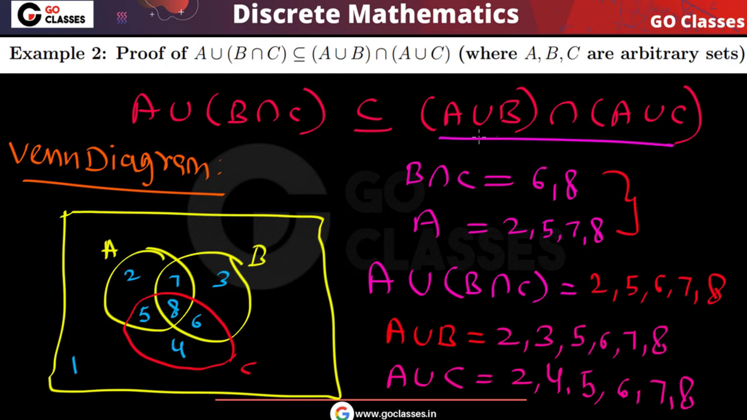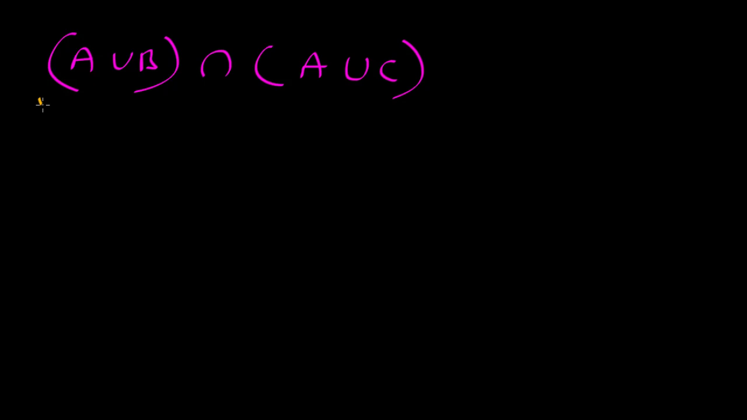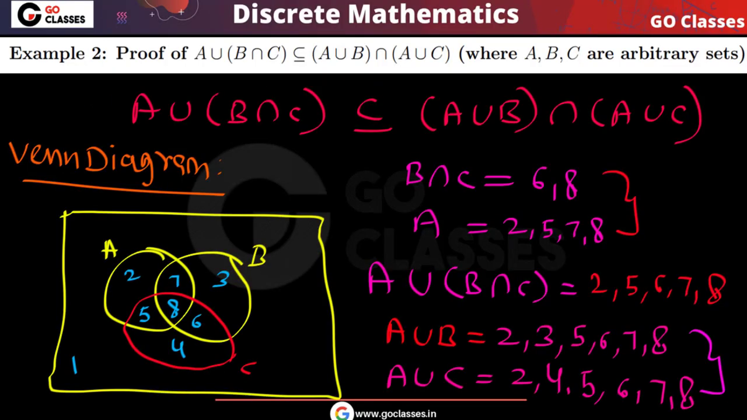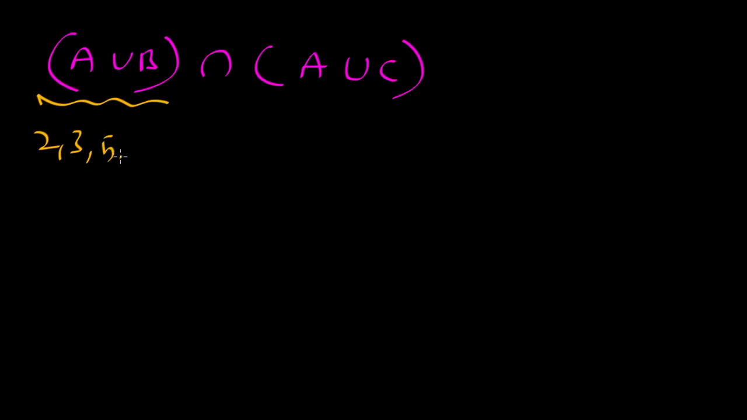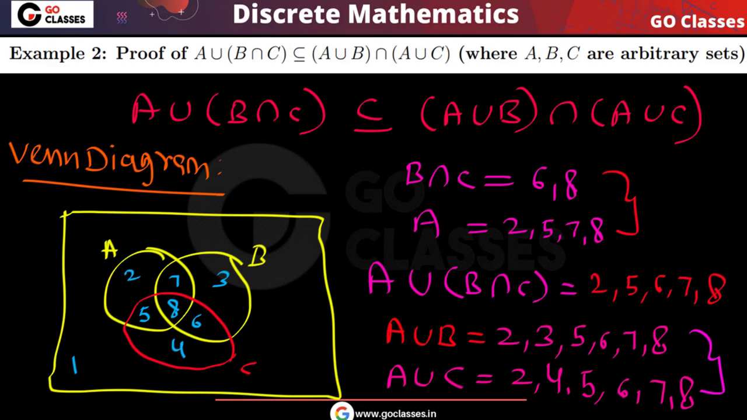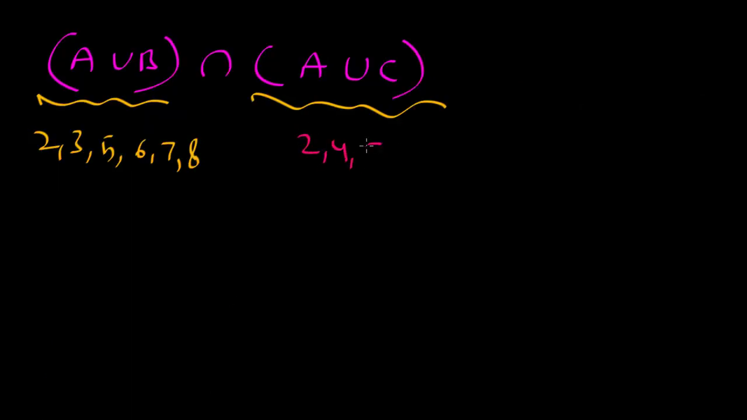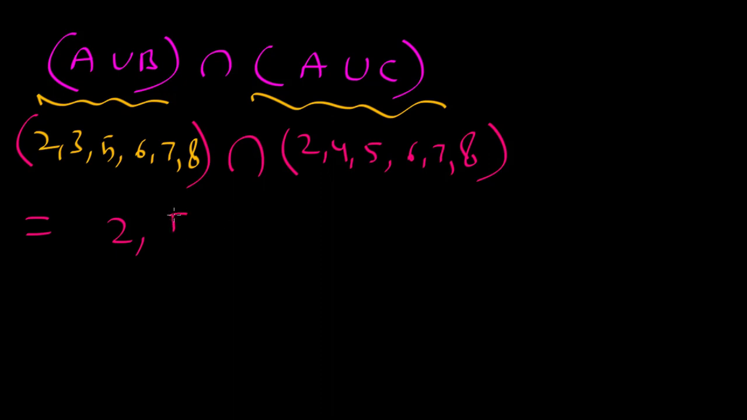Correct. Now what is the area of A union B intersection A union C? It means the intersection of these two. Remember the area of A union B, that you already know, is 2 3 5 6 7 8, and the area of A union C is 2 4 5 6 7 8. What is the intersection of these two? That will be the common area.